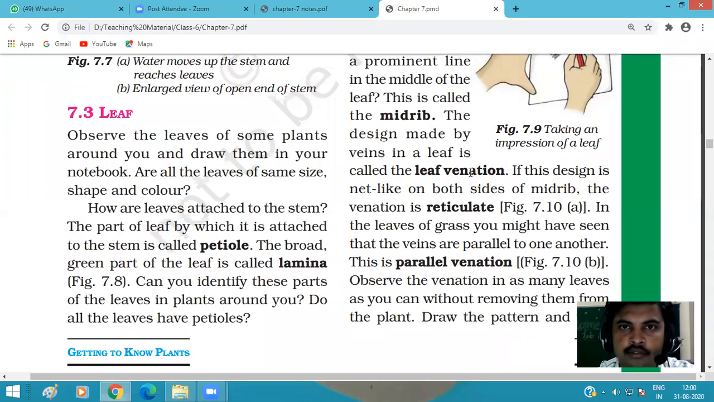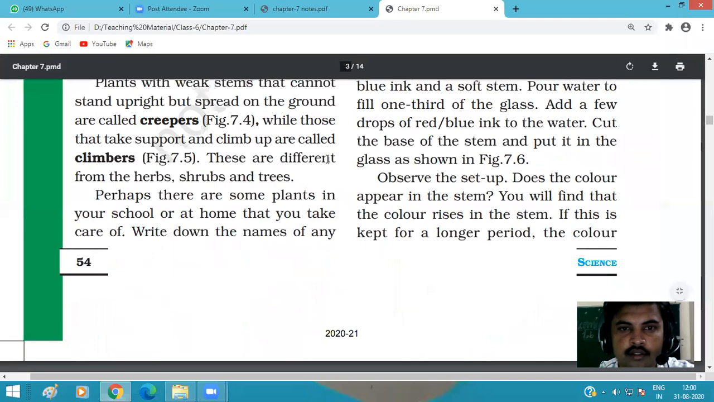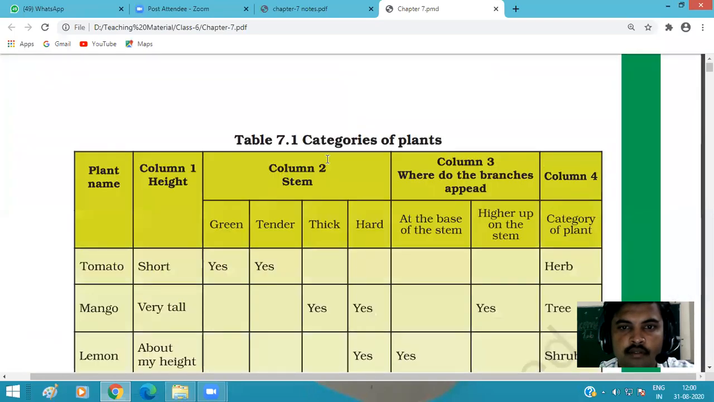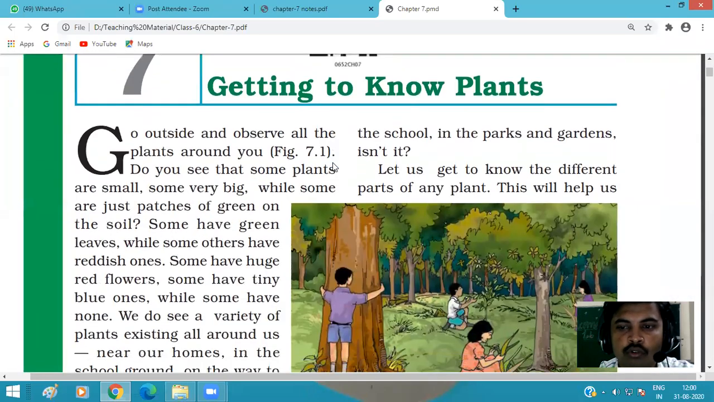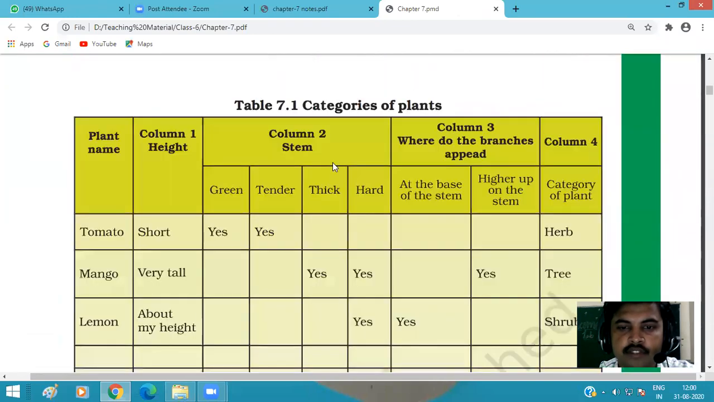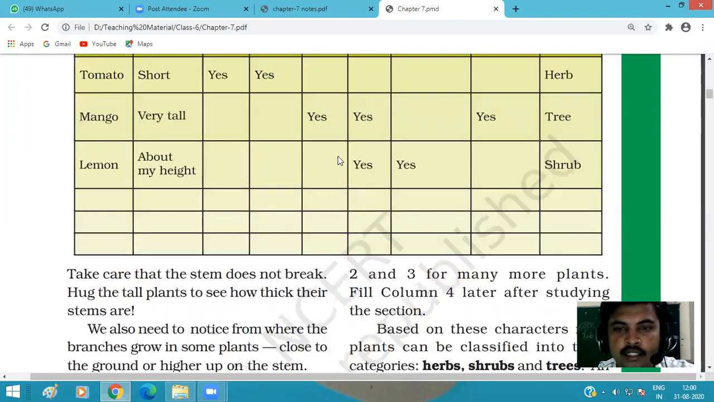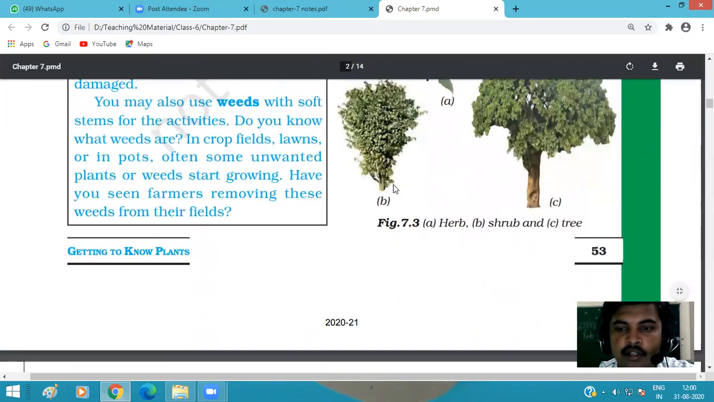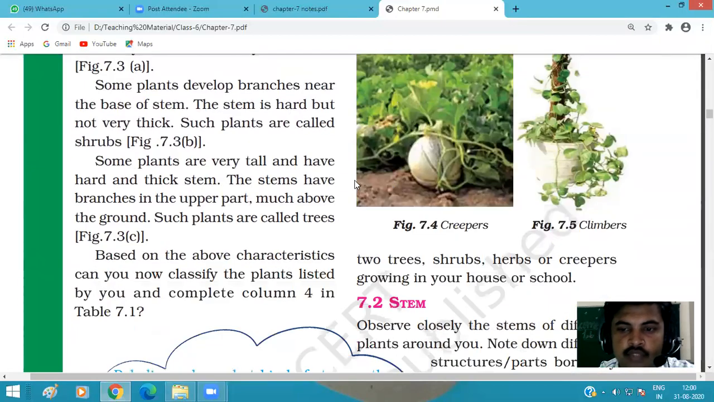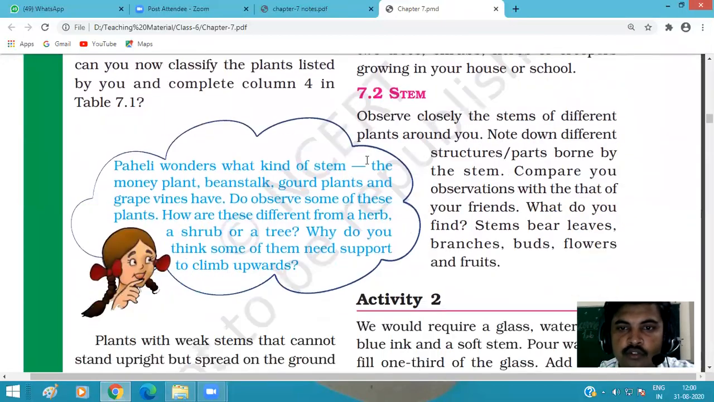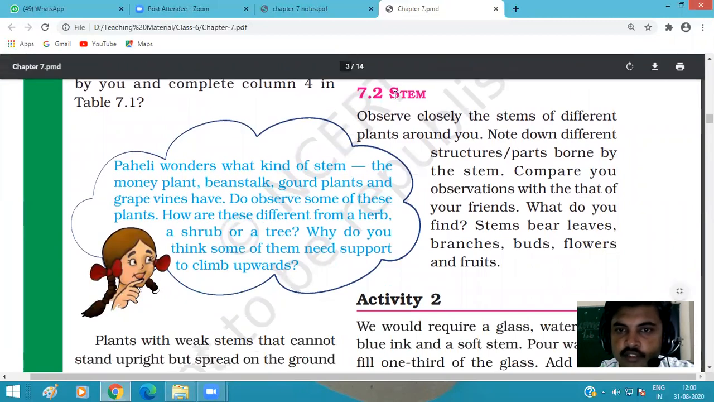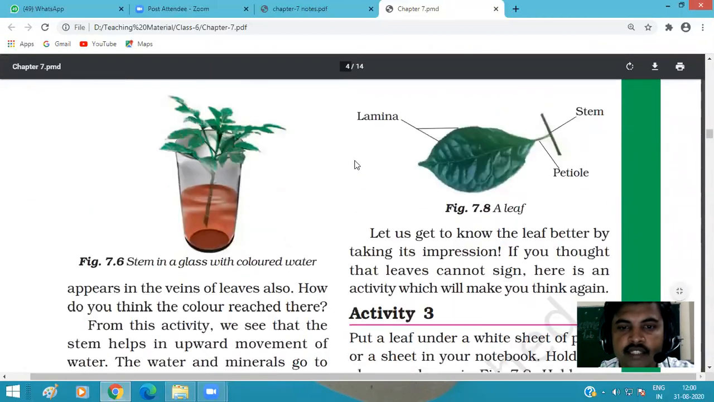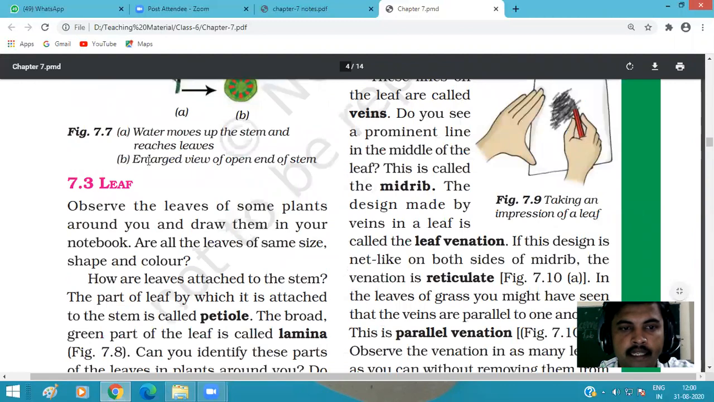From the last few videos, we were continuing with our 7th chapter of science. What's the name of our chapter? Getting to Know Plants. In this chapter, we discussed the different categories of plants: herb, tree, shrub, creeper, and climbers. Then we come to the parts of the plant. We have already discussed stems, and now we are going to the leaf.